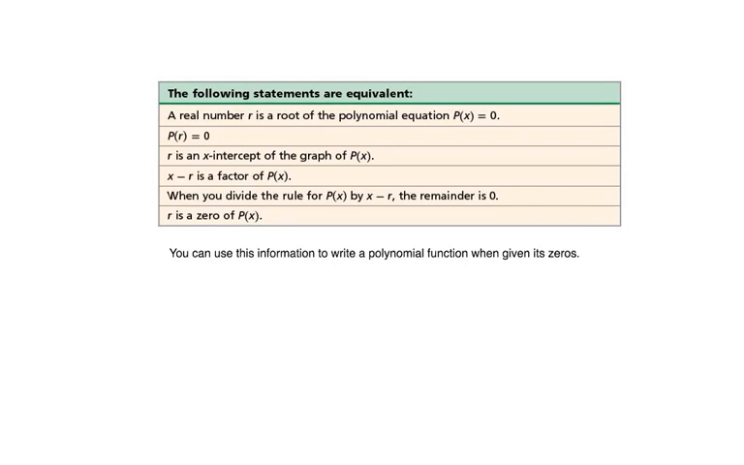These are some statements, and they all really say the same thing, and they're kind of review of what we've learned so far. That a real number r is the root of an equation set equal to 0, so p of r equals 0. R is an x-intercept of the graph of p of x. X minus r is a factor of p of x, and when you divide p of x by x minus r, the remainder is 0, whether you use synthetic division or polynomial long division. And r is a 0 of p of x.